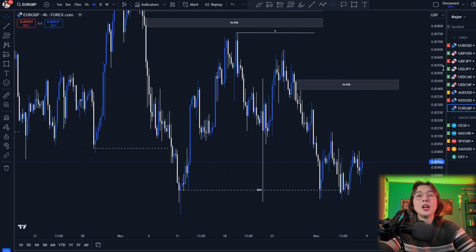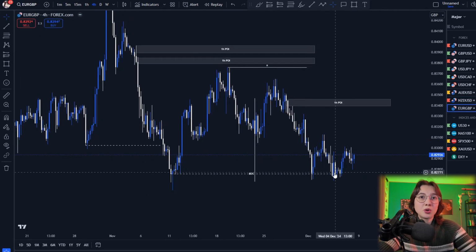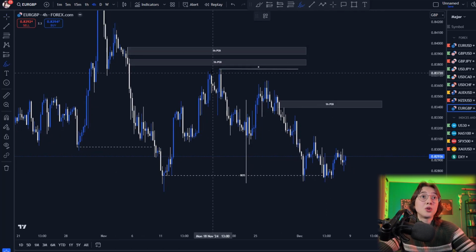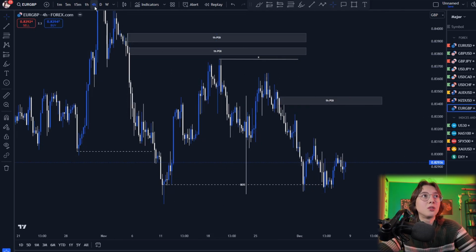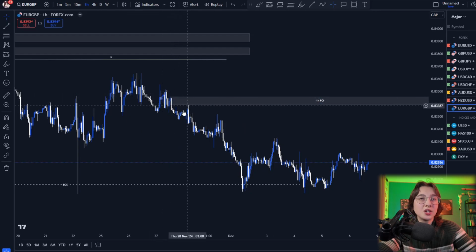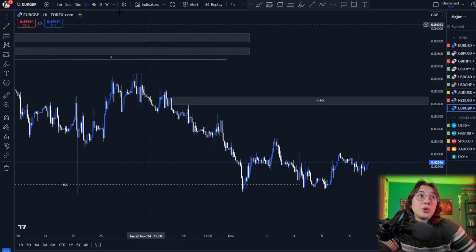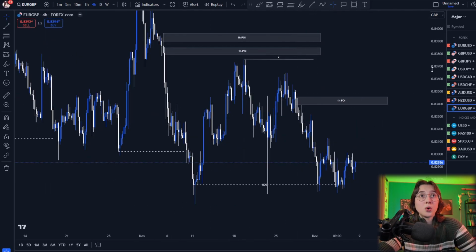And EUR GBP, right here we broke structure to the downside as well during the week. This created our new range from this high to this low, but except the same old 1 hour POI that we had right here on the 1 hour time frame. Of course, right here there is nothing new that got created afterwards. So we're still waiting. So yeah guys, that's pretty much it.